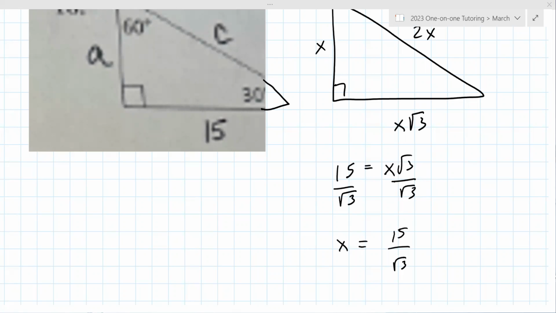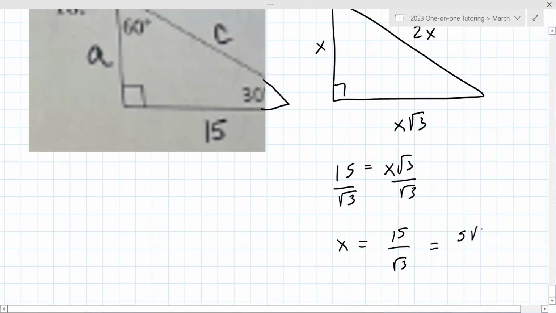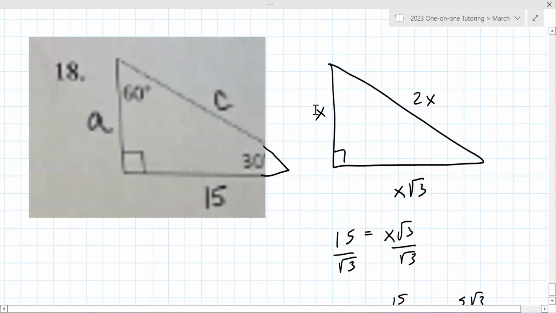So X is 5 radical 3, right? Good. Now that means it's the short leg. Which is the short leg in your picture? Oh, that's A. Yep. And then C is 10 radical 3, right? You got it. Good.